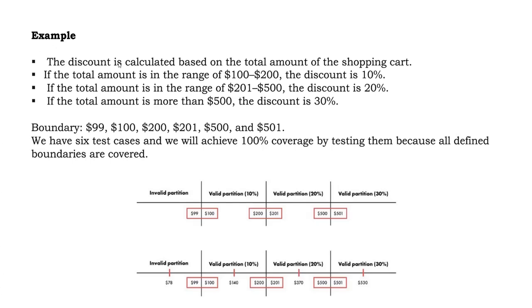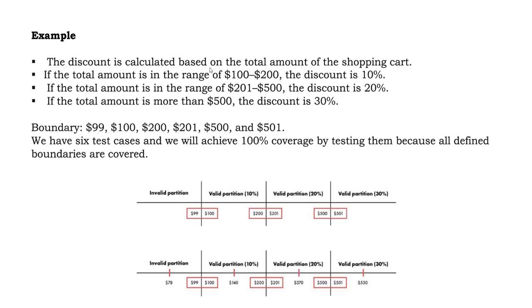The discount is calculated based on the amount of the shopping cart, which we saw in the previous example. Same way, if the total amount is between the range of 100 to $200, the discount applied should be 10%. If it is greater than 200, like 201 to 500, then it should be 20%. And if it is above 500, then 30% discount should be applied, right? So here, what are the boundaries?